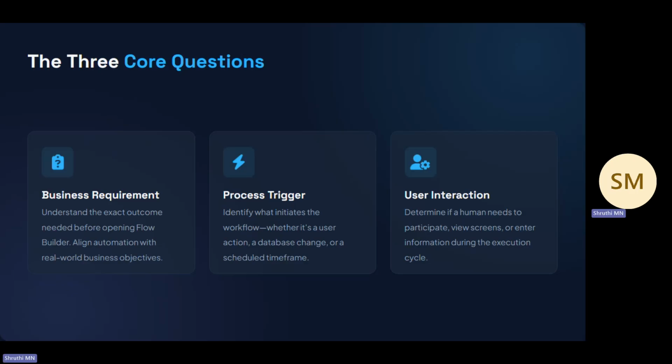Now let's divide automation into two simple categories. The first category is interactive automation. This means the user participates in the process. The second category is behind the scenes automation. This means Salesforce handles the process automatically based on a trigger. Think of it this way. Interactive automation is human plus Salesforce. Behind the scenes automation is Salesforce plus automation. Let's start with interactive automation.